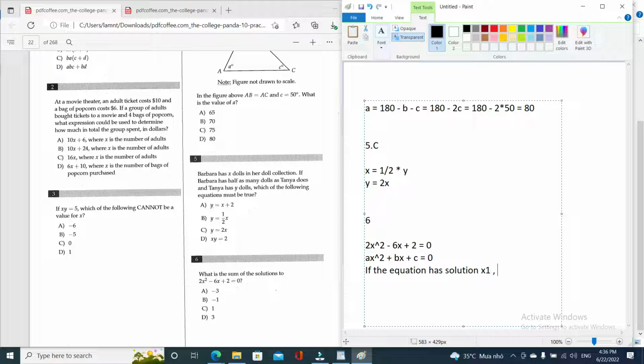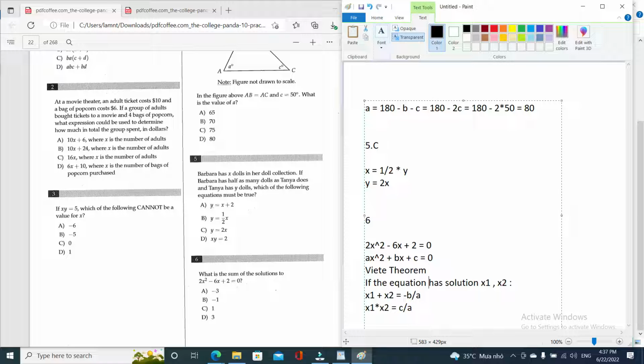x1 and x2. Well, whether or not x1 and x2 are the same or different, we always have x1 plus x2 is equal to minus b over a, and x1 times x2 is going to be equal to c over a, and that is called Vieta's theorem.